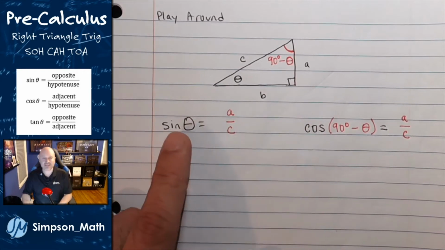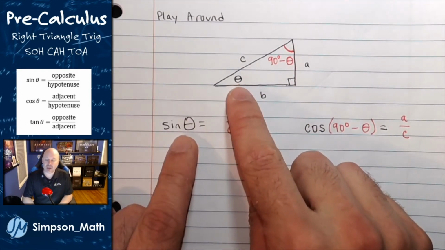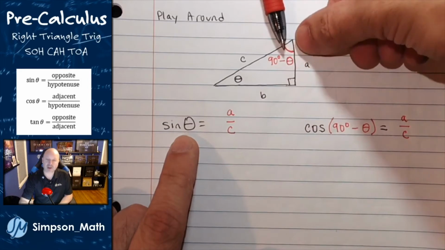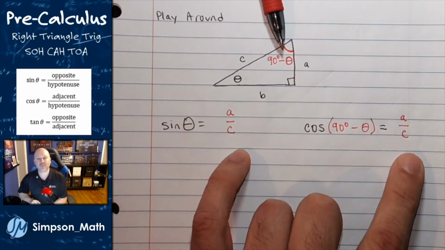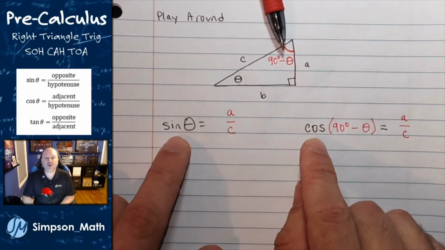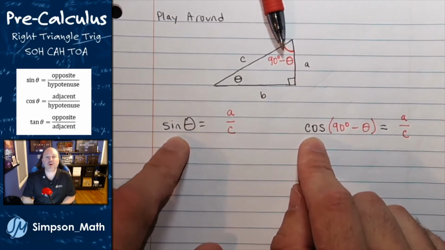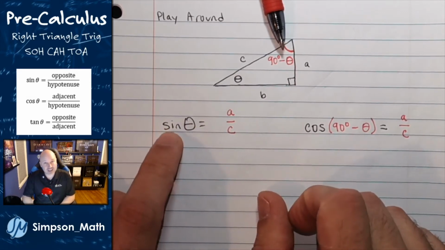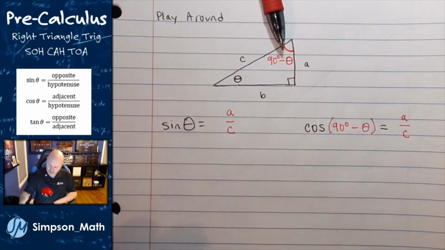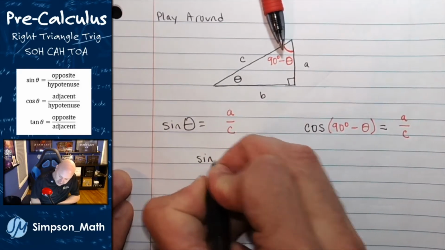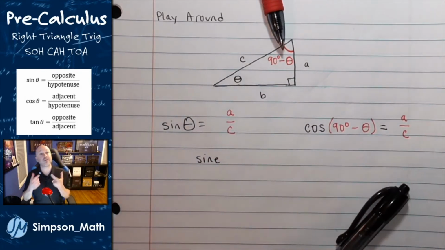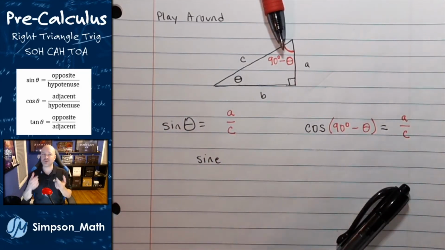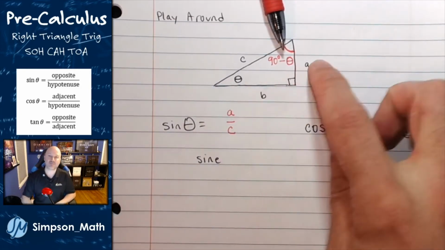What do you notice about sine of theta and cosine of 90 minus theta? Well, they equal the same thing. We call this a co-relationship or cofunction. Sine has a cosine. When we first introduced the trig functions to you, we said, oh, sine goes really well with cosecant because they are reciprocal functions. But sine and cosine have this relationship.